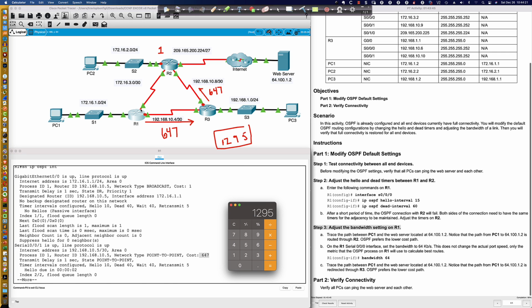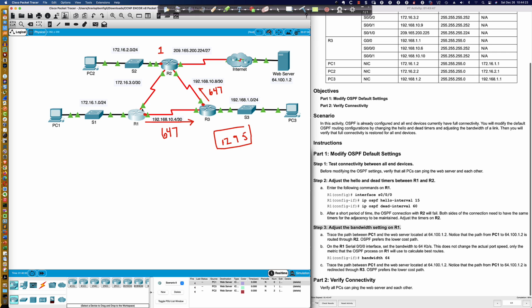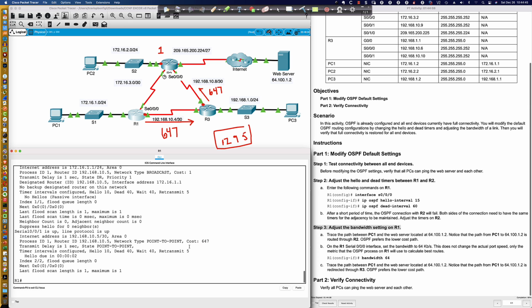All I would have to do is set the cost here on the serial 0/0/0 interface so that going this direction looks better. Meaning, what if I set it to 1295 on that interface right there? Because if it's 1295 plus 1, that is 1296.